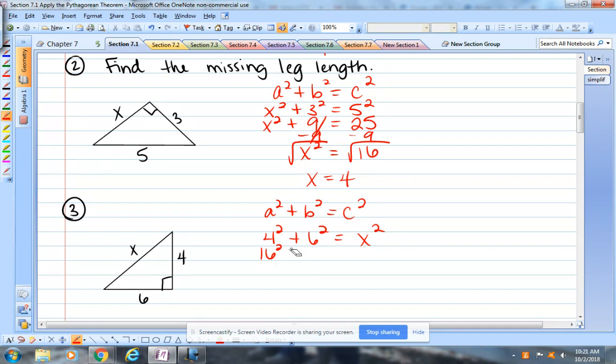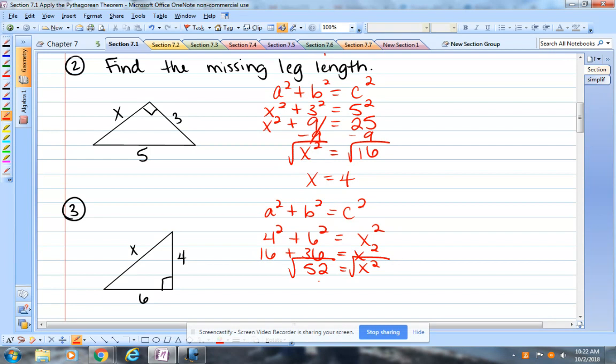16, not 16 squared. 4 squared is 16. Plus what, 6 squared? Equals X squared. What is 16 plus 36? Equals X squared. So to get it to be just X, we have to take the square root. And there's not a perfect square root of 52.